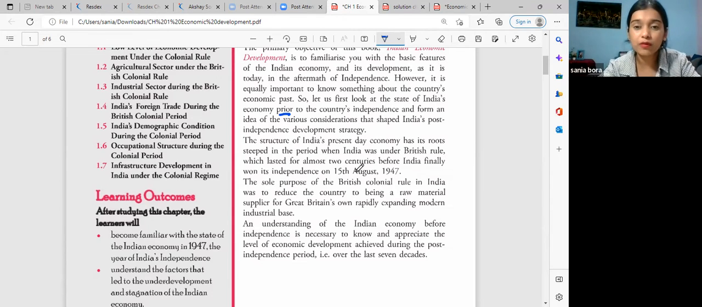India was under British rule. It lasted for 2 centuries. 1 century is 100 years, so you can say 200 years. It lasted for 2 centuries before India finally won its independence on, you should remember this entire date, 15th of August 1947. So basically two questions are here. First, under which rule was India? Britishers were ruling. Second, when India got independence, you have to remember the date, the month and the year: 15 August 1947.